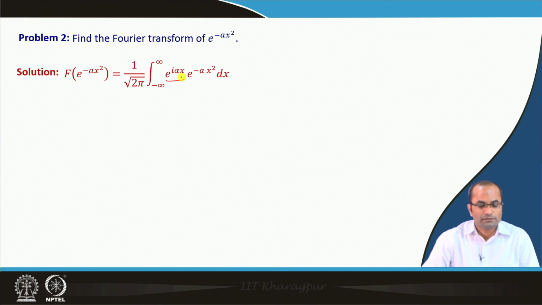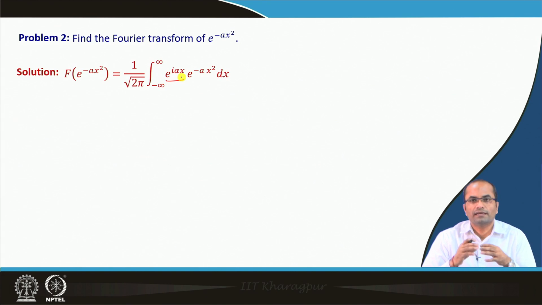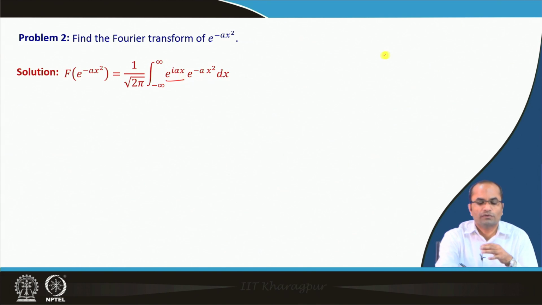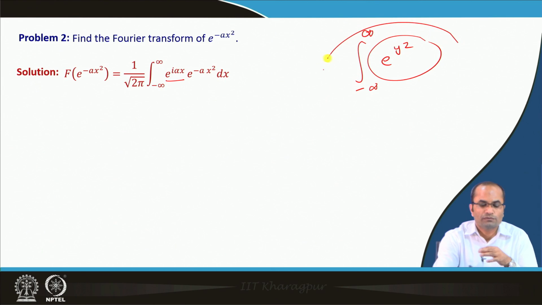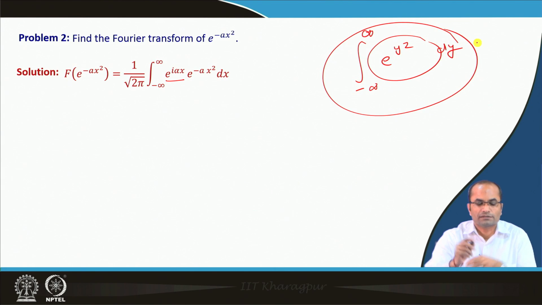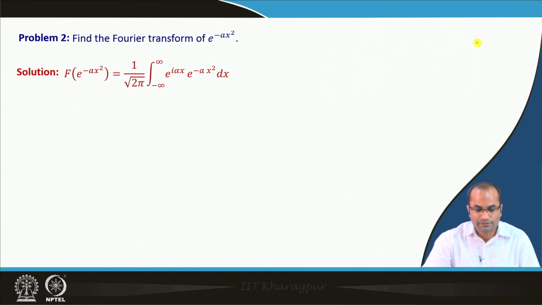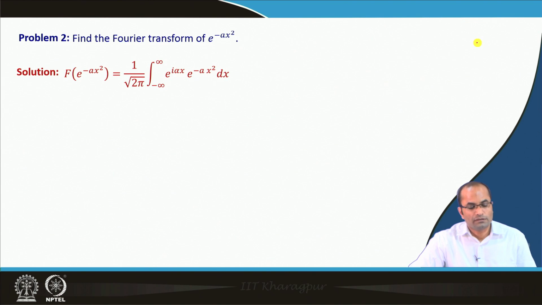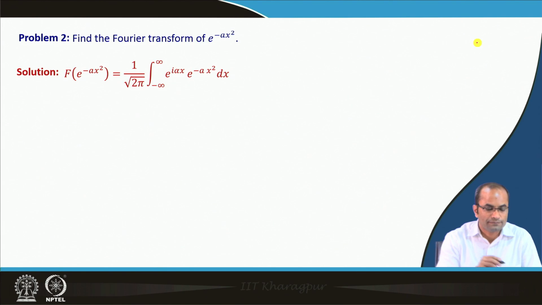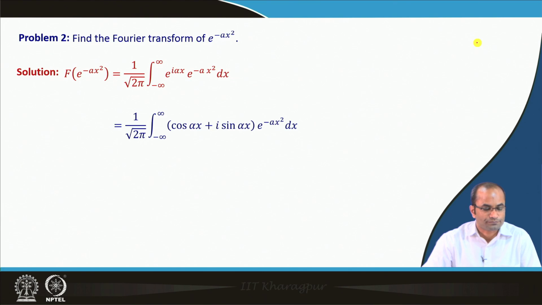In this case the trick is that we have to make the power of e a square function, and then finally, if we are able to convert to something like e power y square, and then this integral from minus infinity to plus infinity, we know the value of such integrals. So, that is the objective here. If we can convert this integral into that type of integral, then we can evaluate it in closed form.